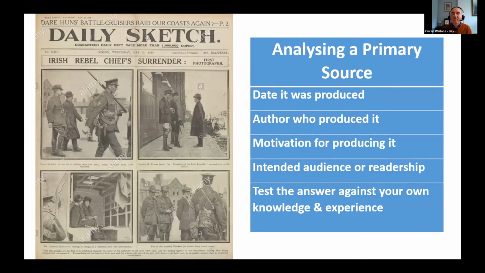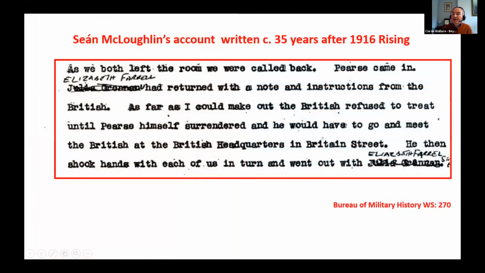So if we know more information, we can revisit the test in the light of new information. So here is a document written by Sean McLaughlin, and he's writing this document about 1950, about 35 years after the events. Sean McLaughlin was a junior, young rebel, member of the rebel force. He's a young socialist in the HQ, the rebel HQ, at the time the decision was made to surrender.